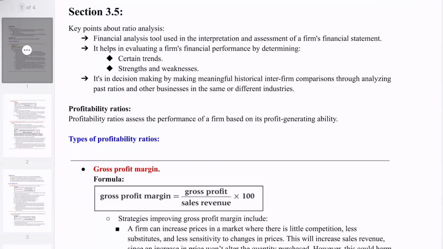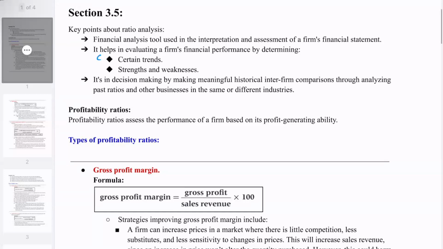Like we did final accounts in section 3.4, the video's already up, you guys. If you want to watch it after, you can, but I recommend you watch it before, definitely. Basically, it helps you analyze whatever financial data you have. It helps in evaluating a firm's financial performance by determining certain trends, strengths and weaknesses. So it determines two things. You can take it as an abbreviation of CS: certain trends, strengths, and weaknesses.